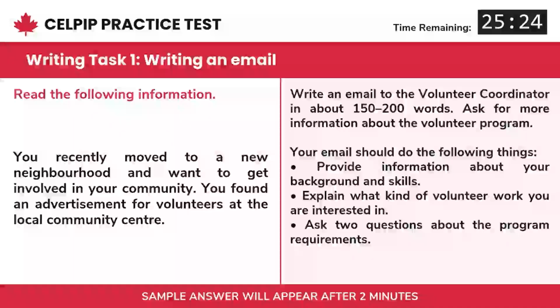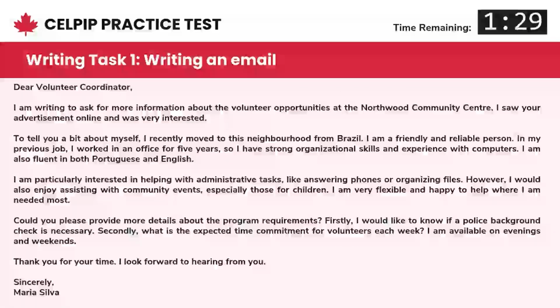The email is also well organized. It starts with a polite greeting and a clear opening sentence stating its purpose. The body paragraphs are logical and easy to follow. And it ends with a professional closing. The tone is semi-formal, which is perfect for writing to a coordinator at a community center. To connect ideas, the writer uses simple linking words like, firstly, and secondly, to introduce their questions. This makes the email very clear.